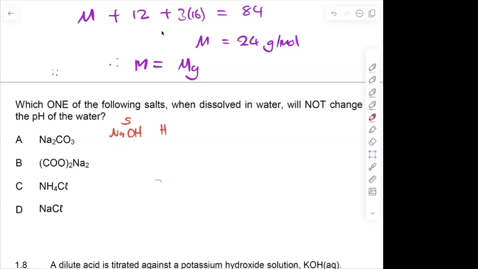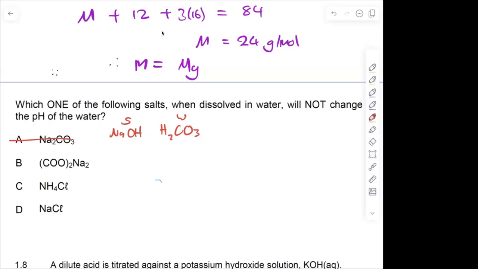I think it's H2CO3, if I might be mistaken. Sorry, I'm just quickly putting this together, which is not going to be a strong acid. It's going to be quite a weak acid. So if I've got a strong base and a weak acid, I'm going to have more of a basic solution, and then we're going to end up with our pH being changed. So A is not going to be the case. So we can scrap that one there.